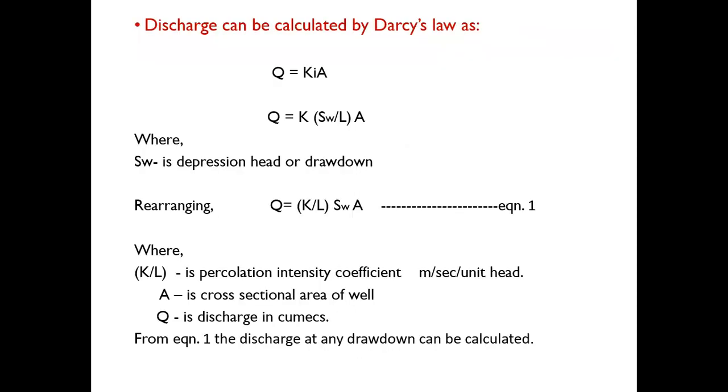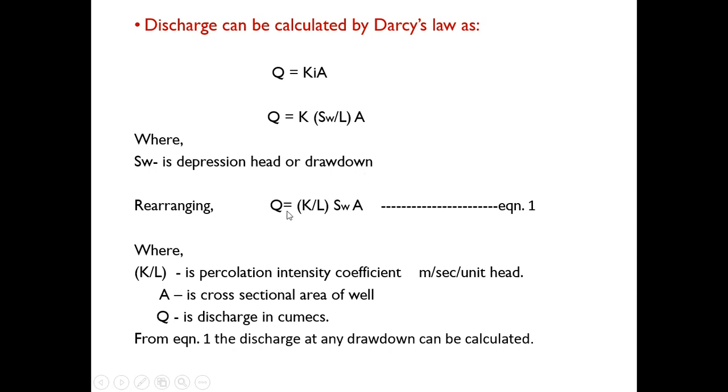Now, how can discharge be calculated analytically? Darcy's law is used for determination of the discharge. Q equals K into I into A, where K is the coefficient of permeability. Here I is the hydraulic gradient, H upon L. H is the depth of drawdown, so it is the drawdown. L is the total length of the well, and A is the cross-sectional area, where Sw is the depression or drawdown.